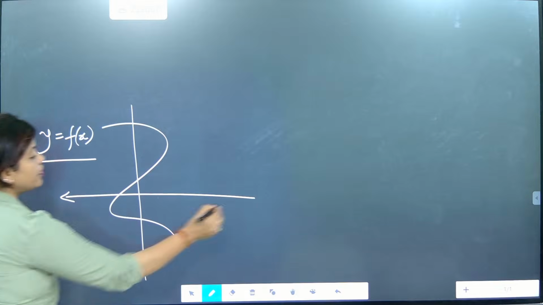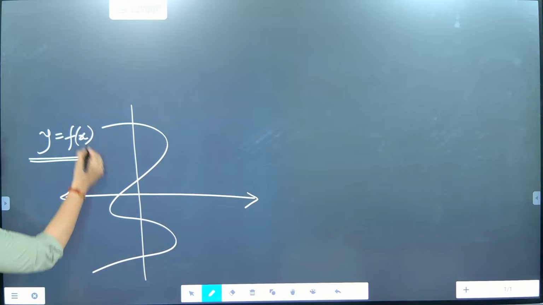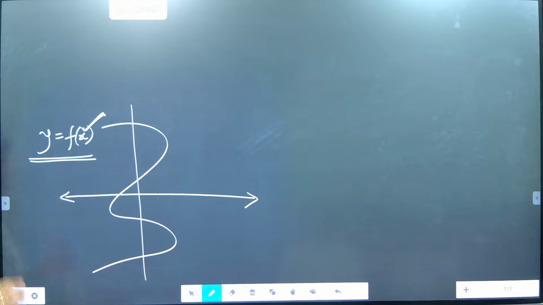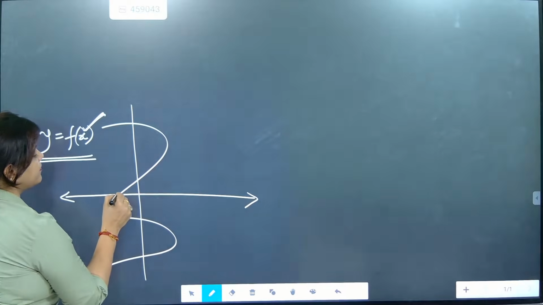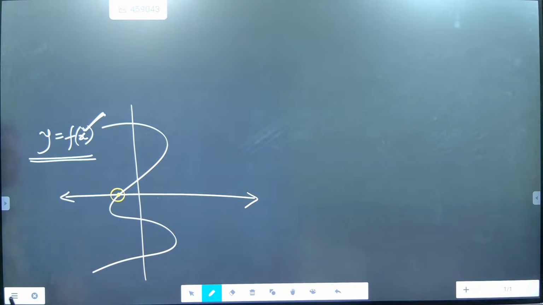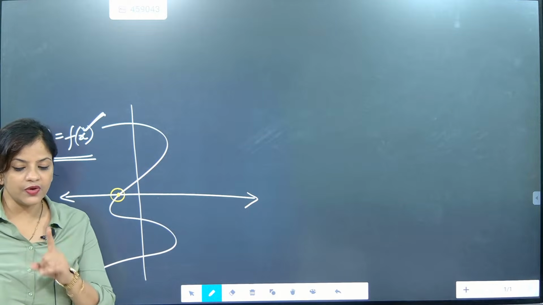Because when you write y is equal to f of x, actually you are going to check the x-axis intercept. Which axis intercept you are going to check? X-axis intercept. And here on the x-axis, it is touching only one time. So since on the x-axis it is touching only one time, only 1 zero is there.